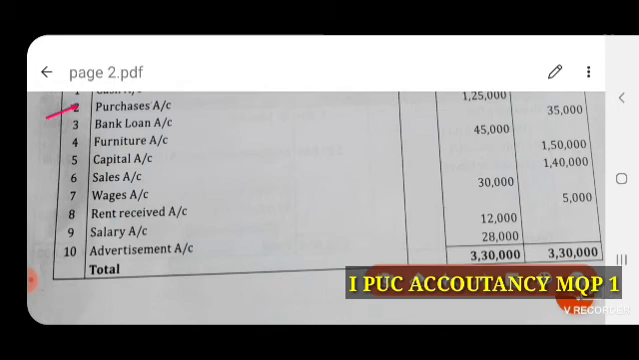Purchases is an expense, debit side. Bank loan is a liability, credit side. Furniture is an asset, debit side. Capital is a liability, credit side. Sales is an income, credit side. Wages is an expense, debit side. Rent received is an income, credit side. Salary is an expense, debit side. And advertisement is an expense, debit side. So total 3,30,000.